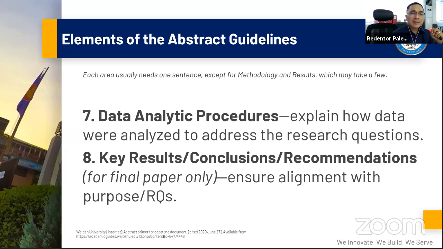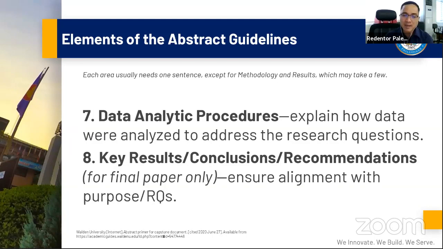But it is also advised in that primer, Walden University, that the software that you are using should never be mentioned in the abstract. So if you have used NVivo or SPSS, no need to mention it in your abstract. Okay, it will be mentioned in the detailed part of your paper. Okay, so that's it. So data analytic procedures. And then number 8, we have the key results, the conclusions. Okay, of course for final paper only.